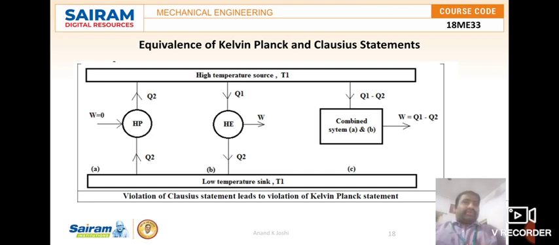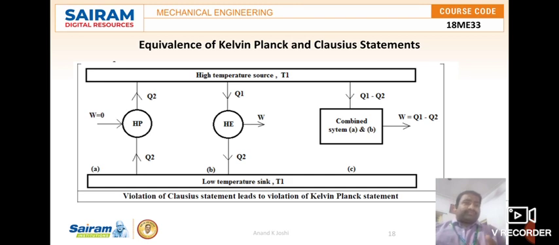In this figure, on the left side there is a heat pump. It operates in a cyclic manner and transfers Q2 amount of heat from a low temperature source without any work input. This system violates the Clausius statement, because some external energy input is required to transfer heat from a lower temperature region to a higher one, but it is not considered here.